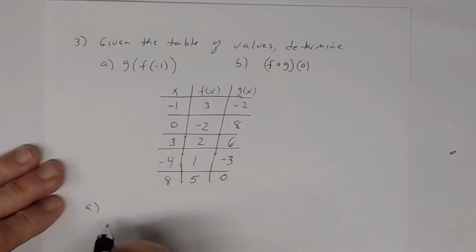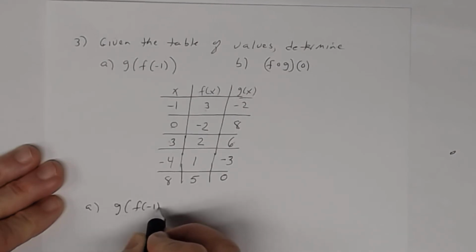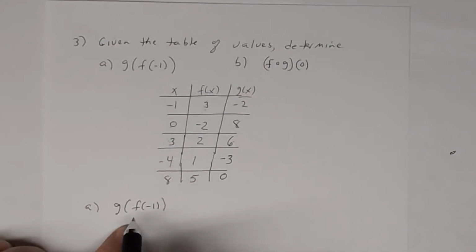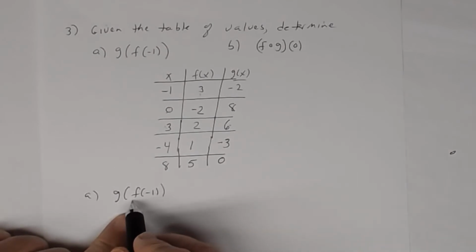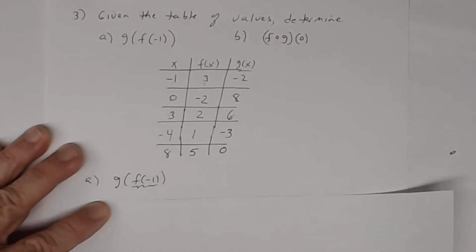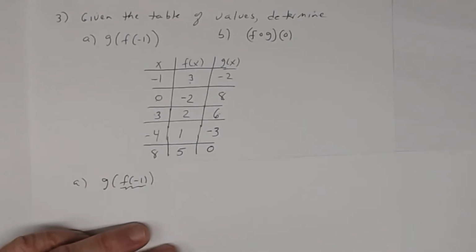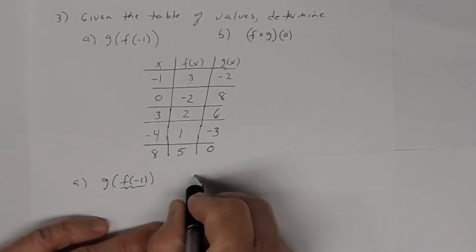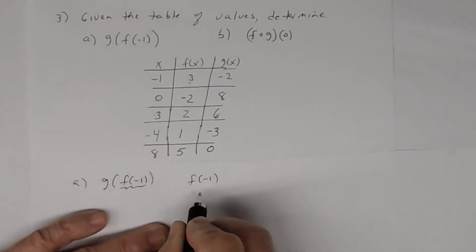We're at part A here. So you want to find g of f of -1. So when it's written in that form, it's easy to determine what to do first. You're going to find f of -1 first, right? So you can find f of -1 first. All right, now when finding f of -1, got to find that first.